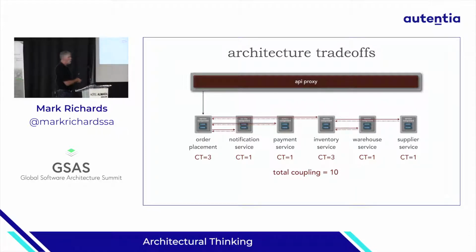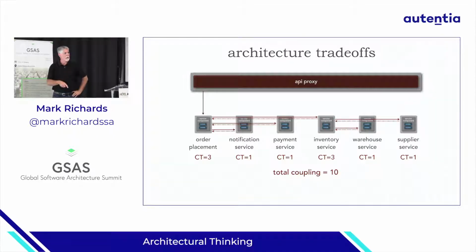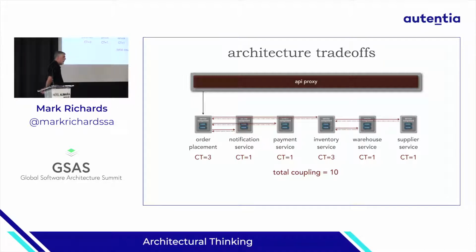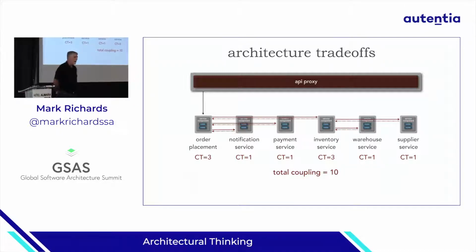What about notification? 1 incoming. That totals 1. Payment? 1 incoming. That totals 1. How about inventory? That has 1 incoming and 2 outgoing. So that total coupling level there is 3 to other services. As a matter of fact, warehouse is 1, and supplier has 1 afferent or incoming. So that totals 1. You know, this simple system right here has a total coupling level of 10. And in my opinion, I think that's quite high.